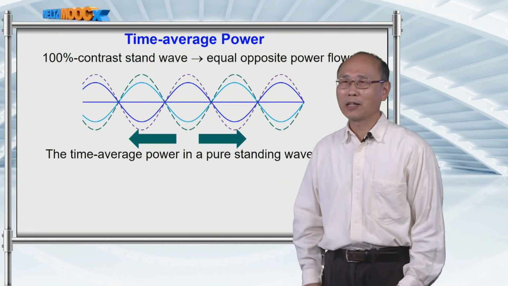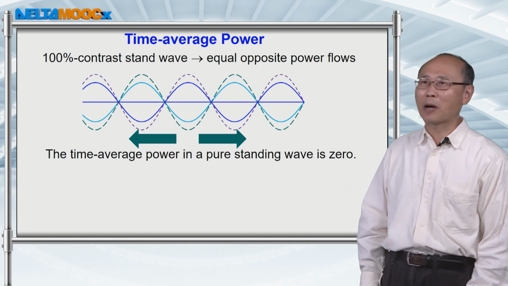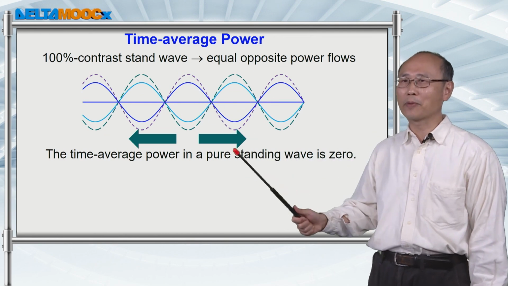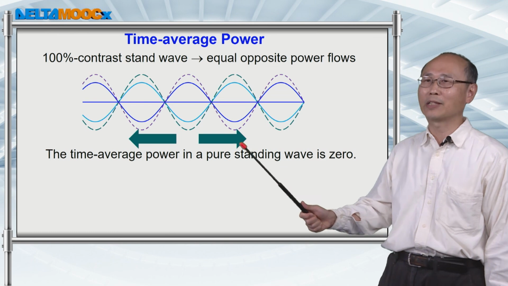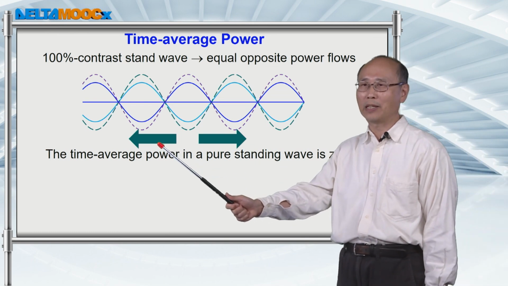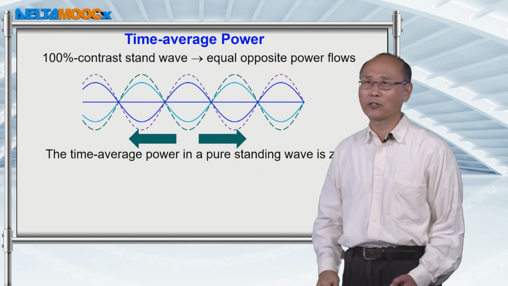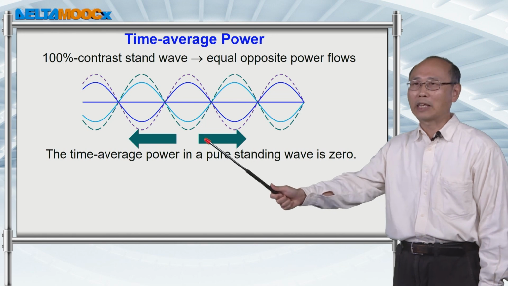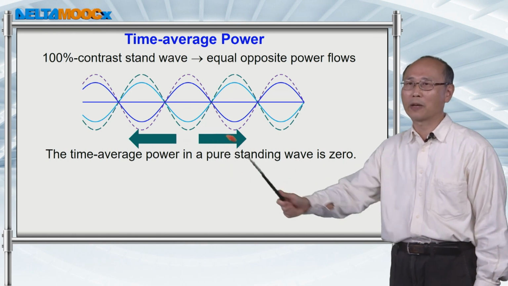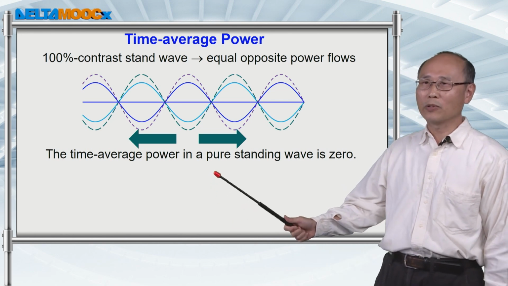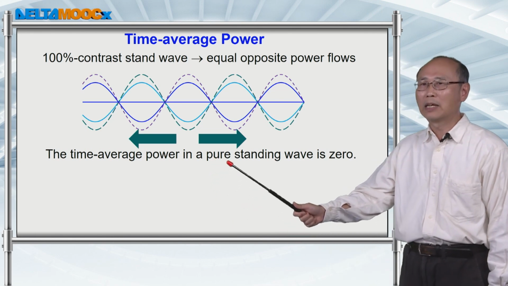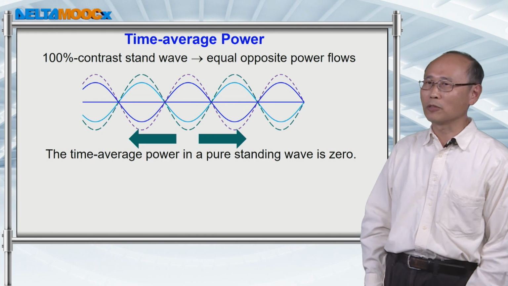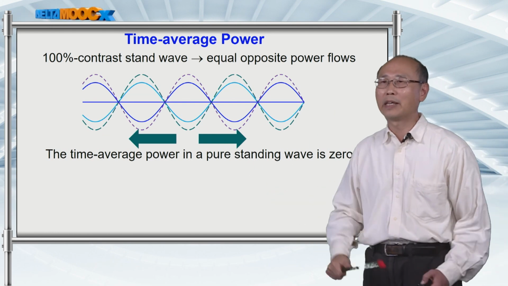So it's also interesting to see the time average power in this standing wave. By definition, for a standing wave, you have a component propagating in one direction, and then you have also the wave propagating in the opposite direction. For a 100% contrast standing wave, you'll be expecting that there will be an equal amount of power propagating in the forward direction and backward direction. So without doing detailed calculation, you'll be expecting the total time average power in this standing wave pattern will be equal to 0 because of the equal power propagating in the opposite direction.